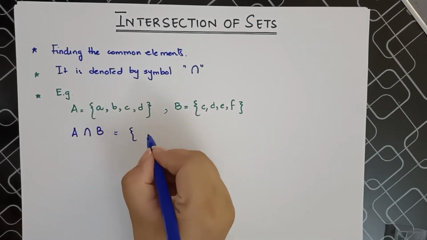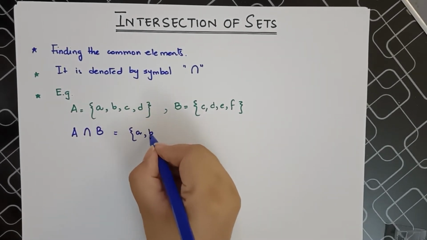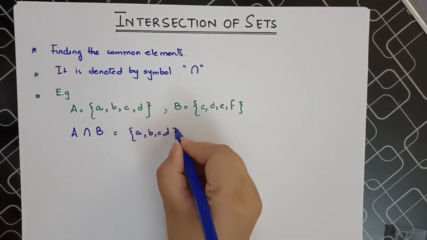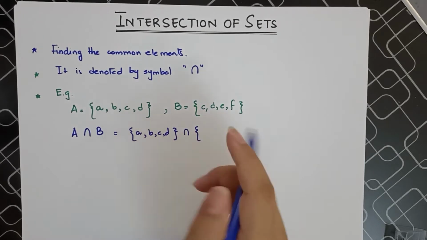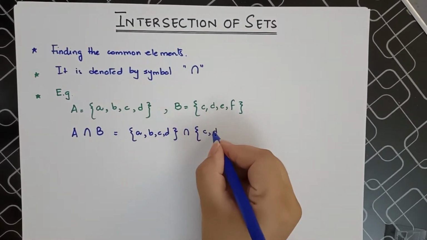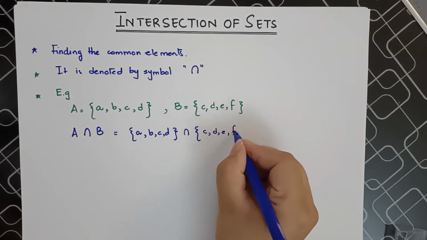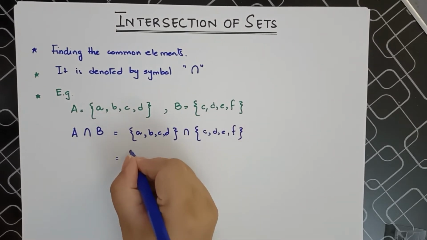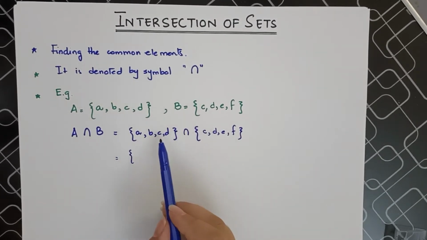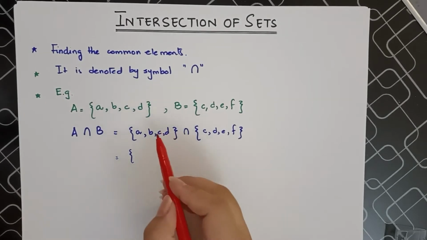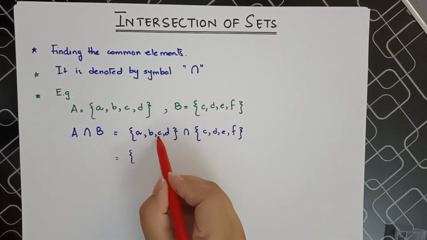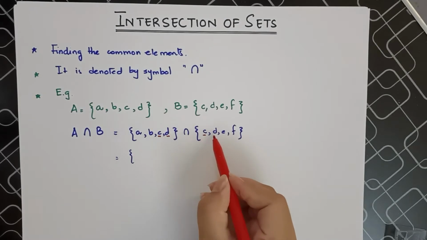Okay, so first we're going to write the sets here, right? Like we did it in the union. We're going to put the intersection sign here and we are going to write the other set here. Now, brackets open. Now we're going to see the common elements here. The common elements that you see in these two sets are C, D, C, D.